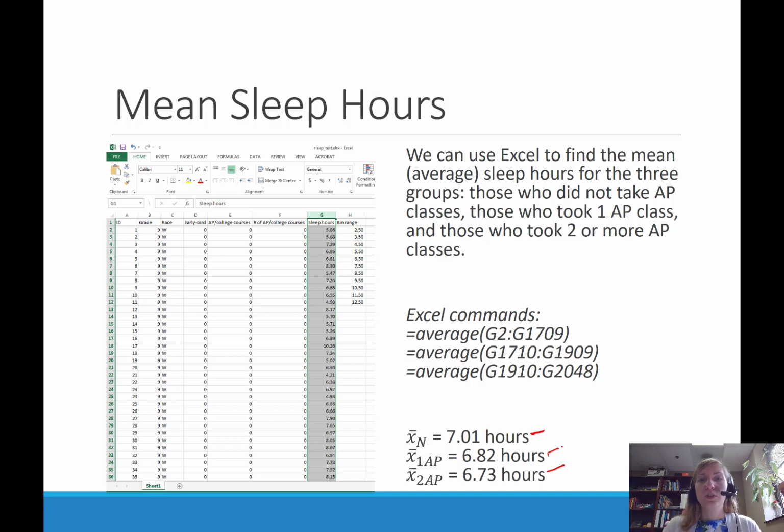Notice that our last observation is in G 2048. Unfortunately, some who reported taking AP or college courses did not report how many AP or college courses they were taking. Though in practice we should find a way to deal with this missing data, for the purposes of this study, we will simply exclude these observations. How to deal with missing data should be covered in a more advanced statistics course.